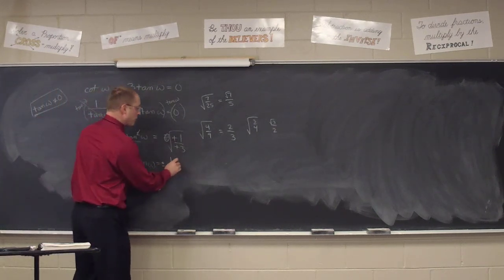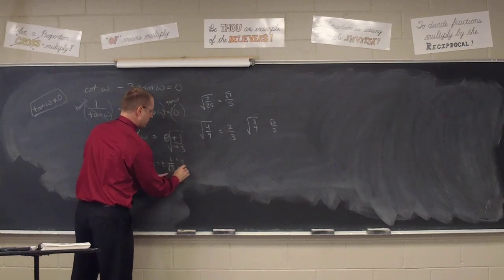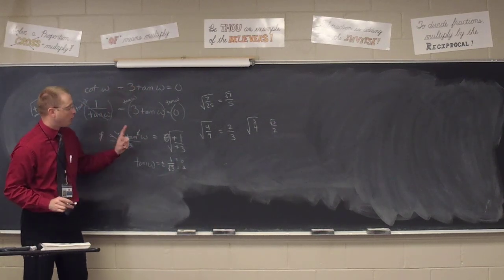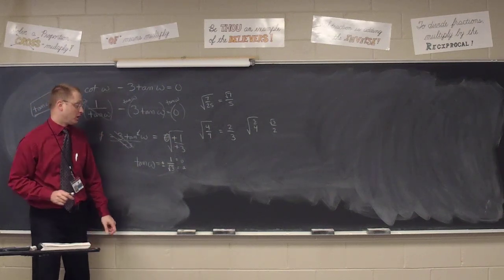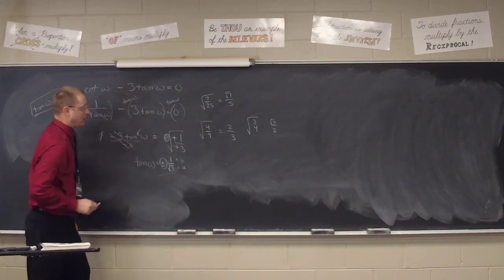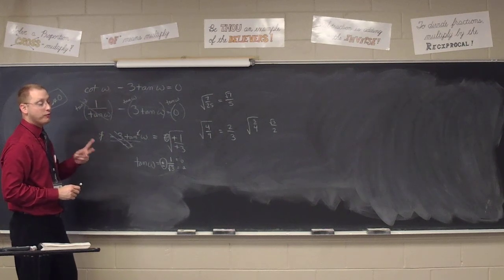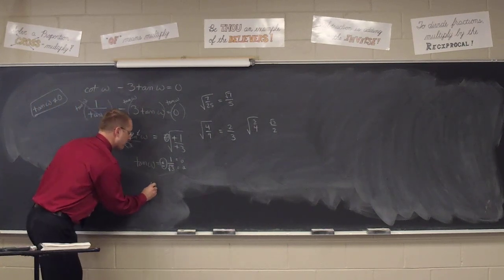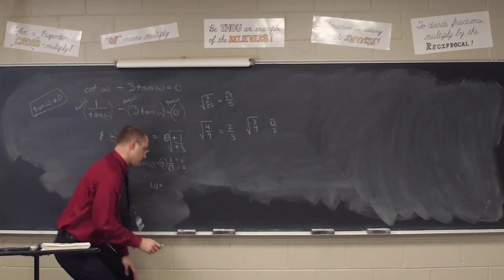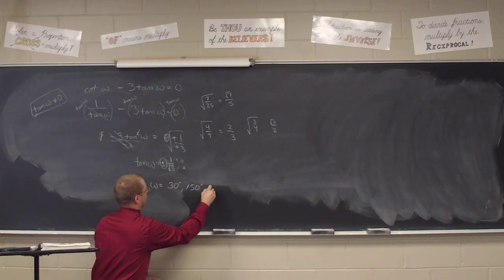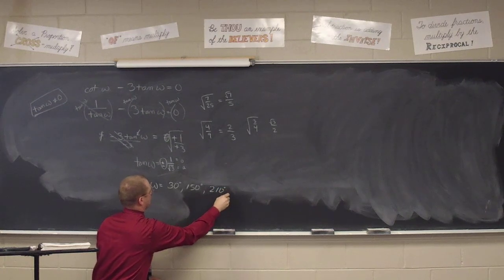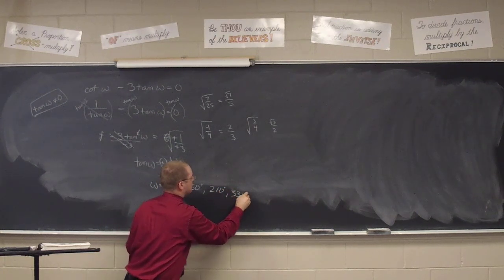And it's going to help you if you don't rationalize, because this way, when is the opposite 1 and the adjacent square root of 3? 30 degrees. And we got a positive negative, which means I want all 4 quadrants. So what are my 4 omega answers? 30, 150, 210, and 330. There we go.